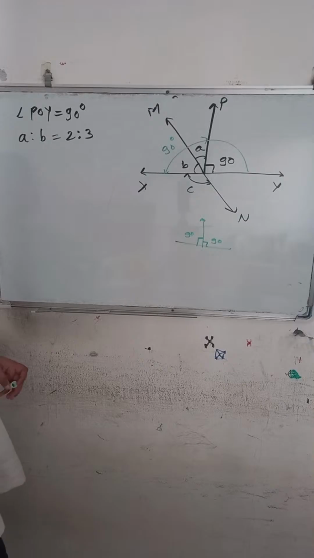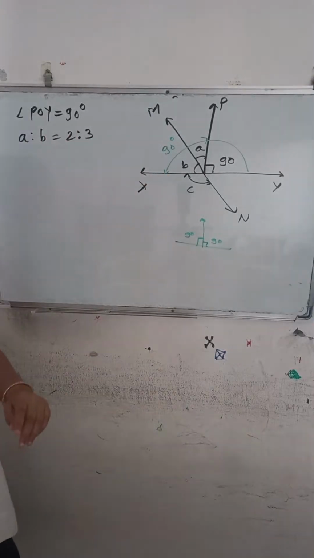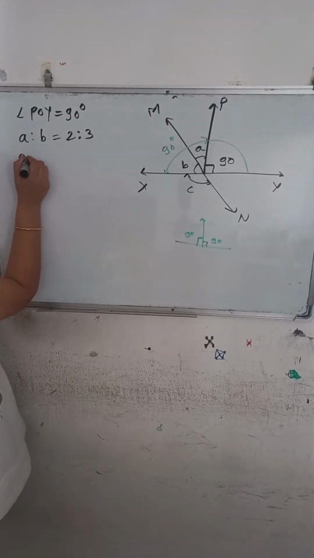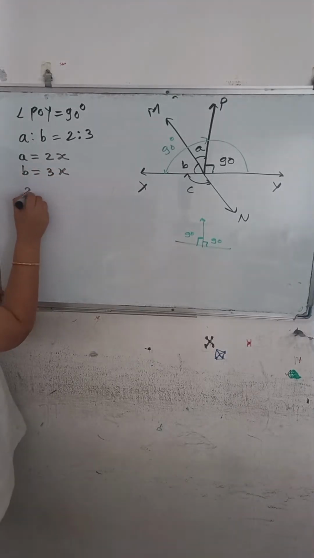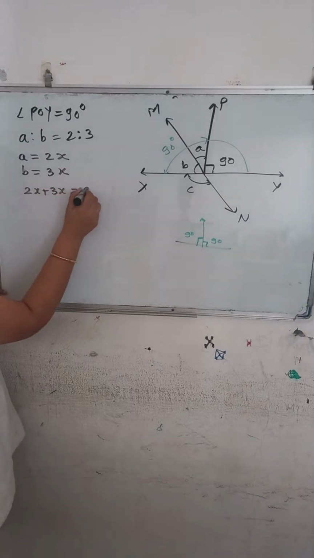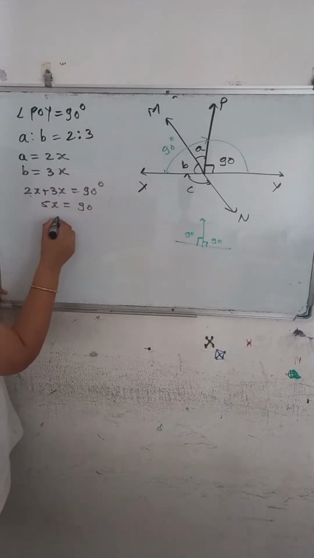Correct? So here the ratio is given. That does not mean the value of A is 2 and the value of B is 3. That ratio is given. So we can assume that angle as x, and we can write A is 2x and B is 3x. If we add 2x plus 3x, their sum is 90 degrees. 2x plus 3x is 5x, and this is 90. So x is equal to 90 by 5.